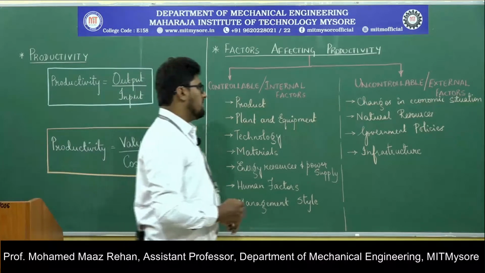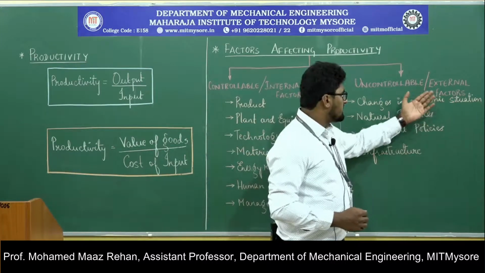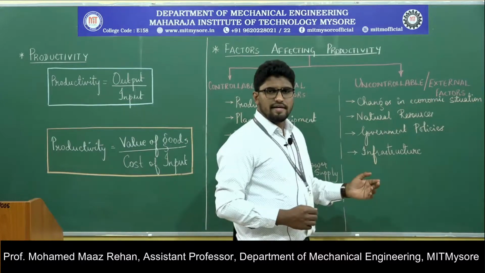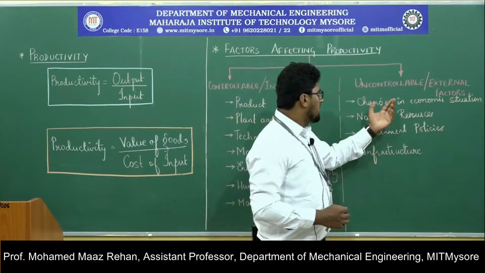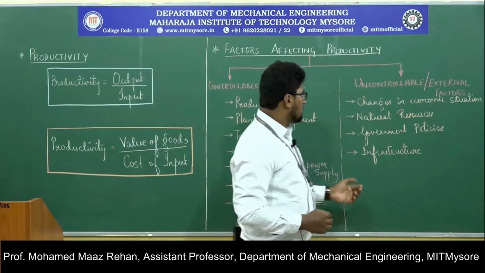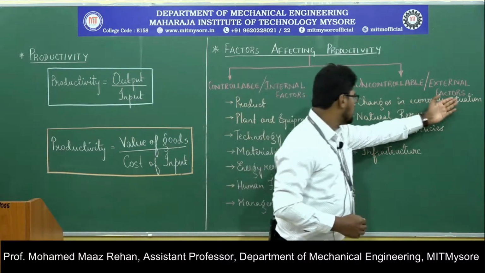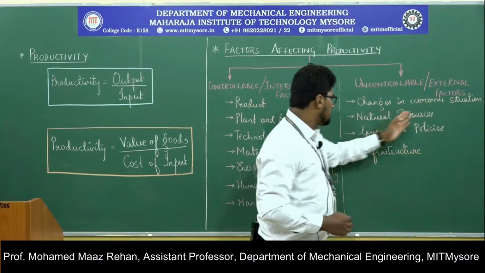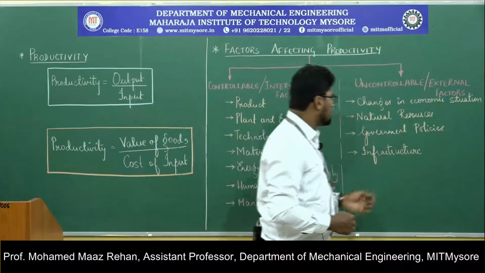Moving on to the next, uncontrollable or external factors. These are factors that exist outside the organization, which means they are not controlled by the organization. Which are those factors? First factor is changes in economic situation, second natural resources, third government policies, fourth one is infrastructure.